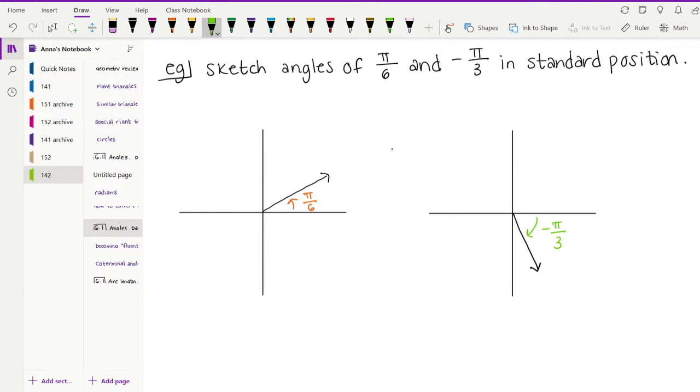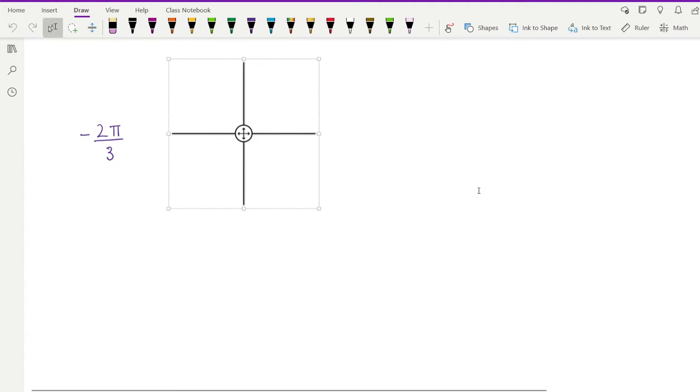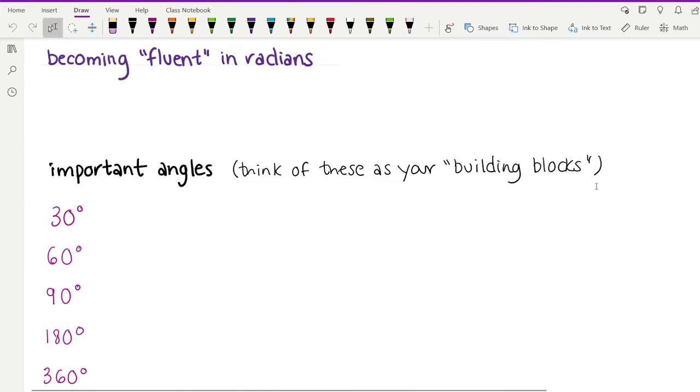Okay, so as I mentioned, one of my major goals for this video is this idea of becoming fluent in radians. So what do I mean when I say fluent? Well, think about when you're learning a new language. When you learn a new language, you typically have to look things up constantly, right? You see a word in your new language and you have to look it up or translate it in your head back to your native language. And it takes a little bit more time, right?